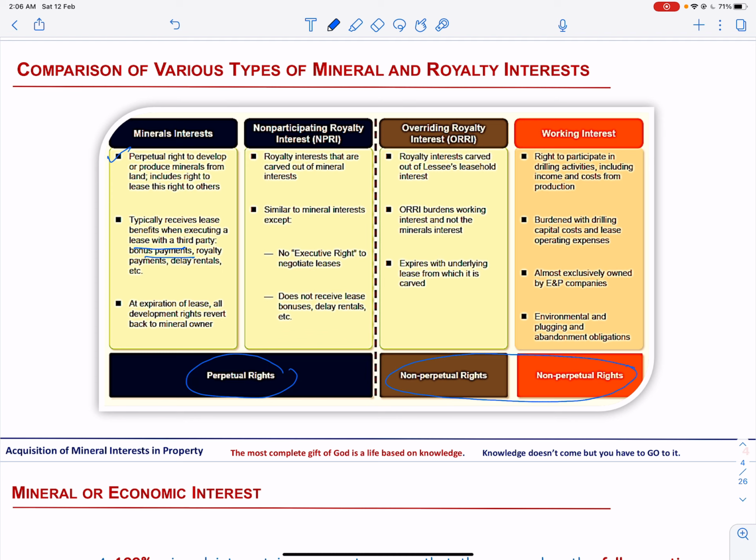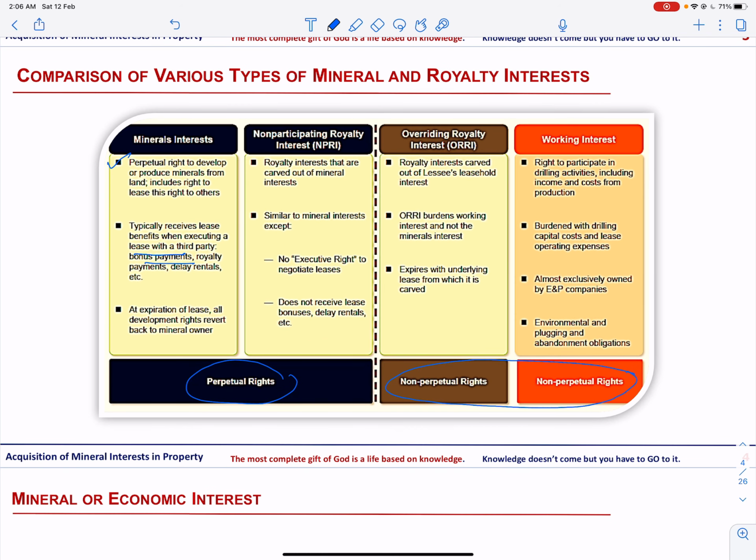These perpetual rights can be non-participating royalty interest as well, and they are carved out of the mineral interest. They are similar to mineral interest, but the difference is that they don't have executive rights to negotiate lease. They do not receive lease bonuses or delay rentals as a mineral right owner is going to have.